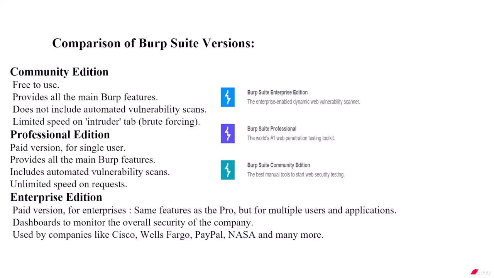This is a paid version for single users. It provides all the main Burp features including automated vulnerability scans and allows unlimited speed on requests. This edition is perfect for those who need more advanced features. Finally, there is an Enterprise Edition. This is also a paid version, but this is designed for the enterprises.